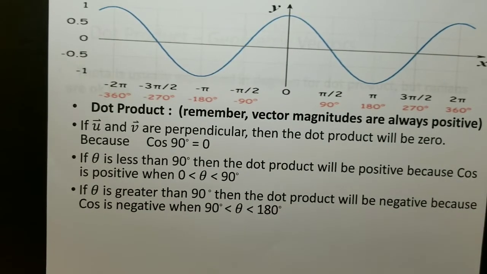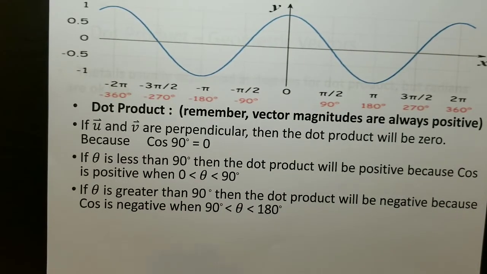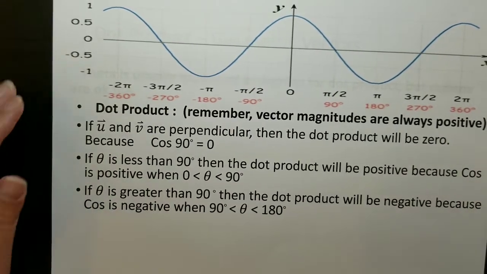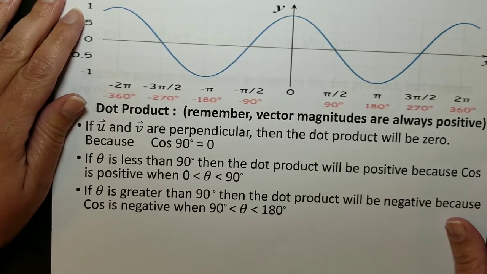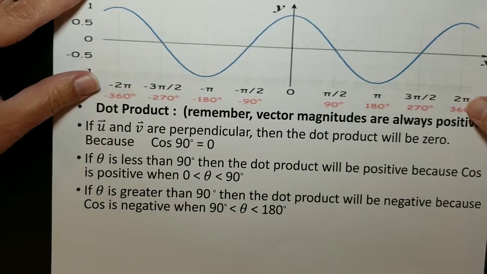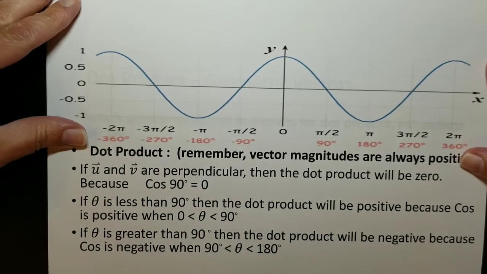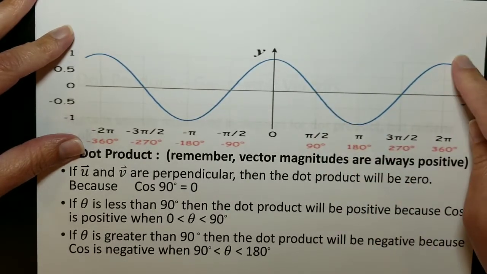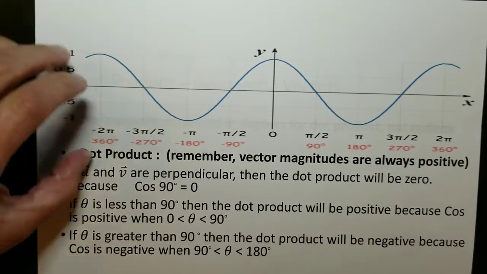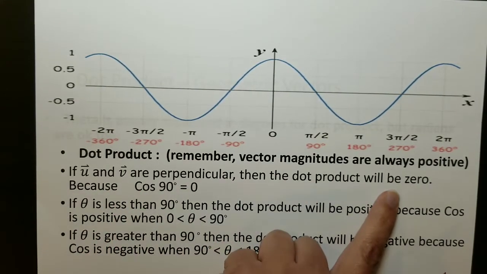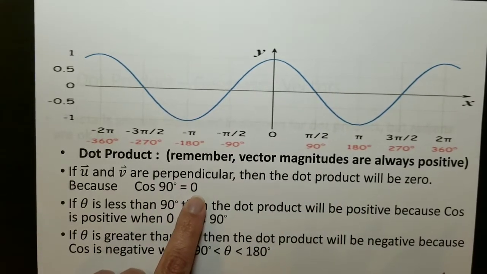I also want to take a little look at what can happen with different angles for u and v. And I've thrown up the picture here of the cosine graph, the graph of cos, just to think about what's happening here. So if they're perpendicular, then the dot product will be 0 because cos 90 is 0.